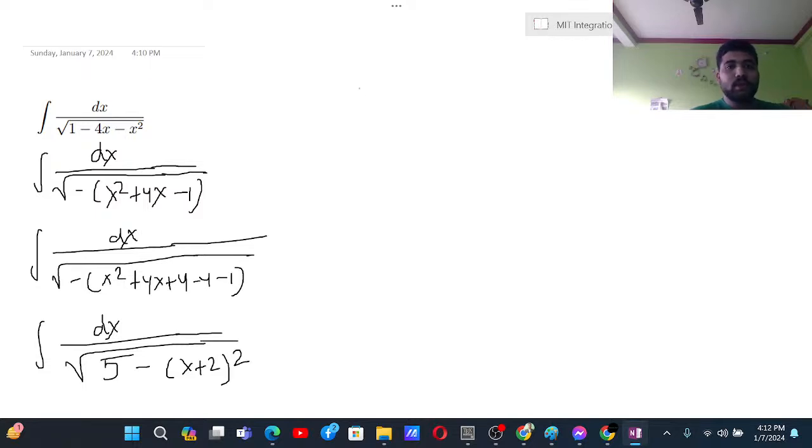Now we can use the standard formula, that is dx by root under a square minus x square. The formula for this is sine inverse x by a.